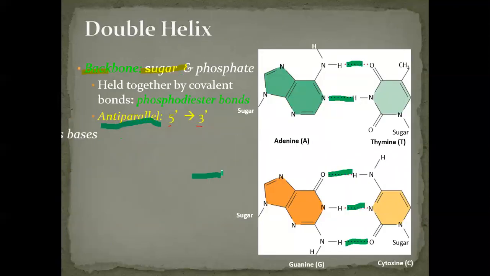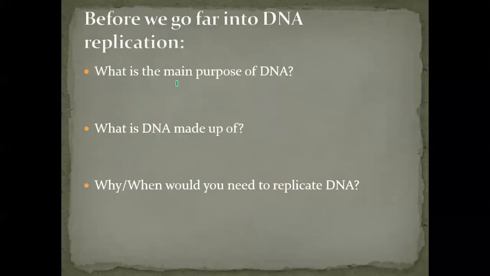Regarding this, before we go far into DNA replication, what's the purpose of DNA? We mentioned that earlier. It's not so much to replicate, it's to be read to actually make a protein. You have to read that DNA to make RNA. RNA is then read to make your protein. That's the main purpose of DNA. What's DNA made up of? It's those three components: the sugar, the phosphate, and the base.